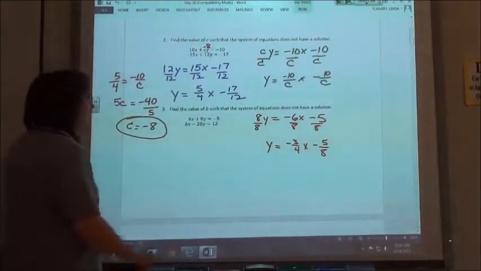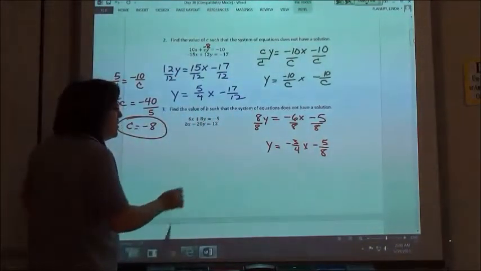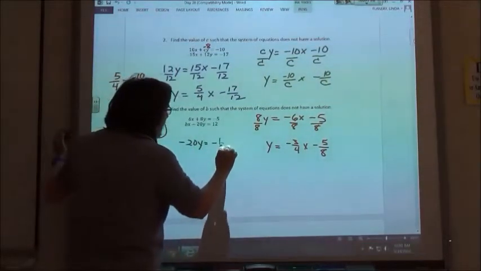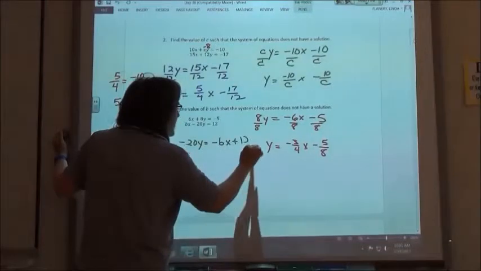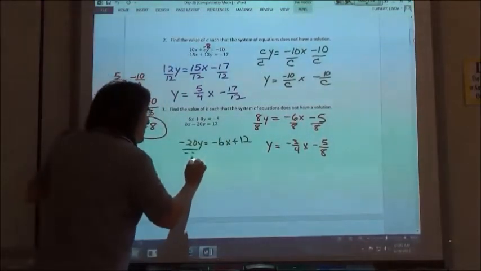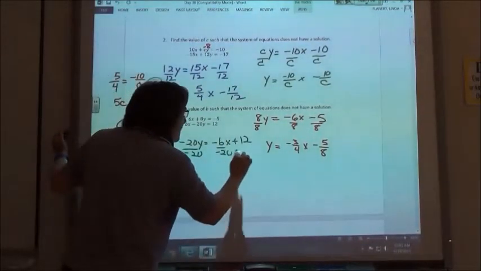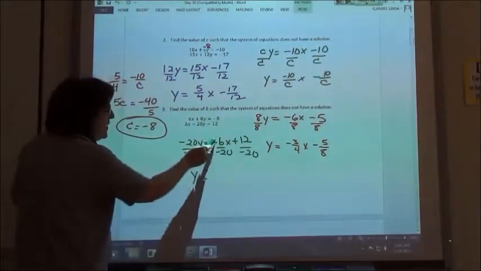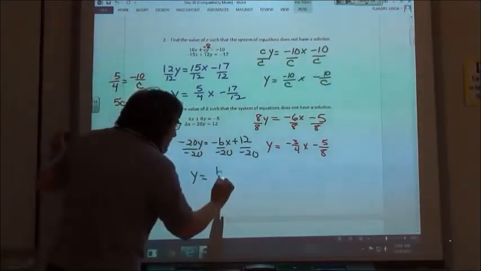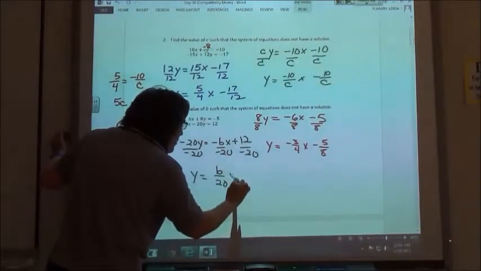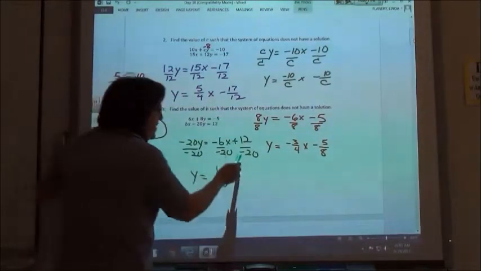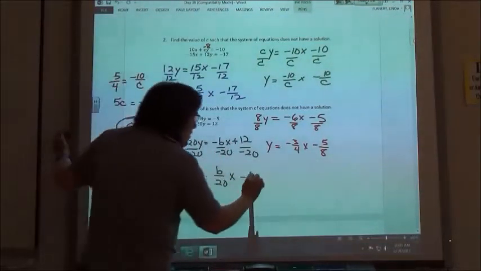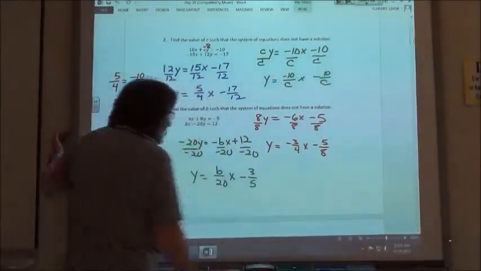On the next one, if I rearrange that, I got to move my x term to the other side, so negative 20y is going to equal negative bx plus 12. I'm then going to divide by negative 20. So y is going to equal, I've got a negative over a negative, which makes that a positive, b over 20x. And then a positive over negative is a negative. I can divide by 4, so I would have 3/5.